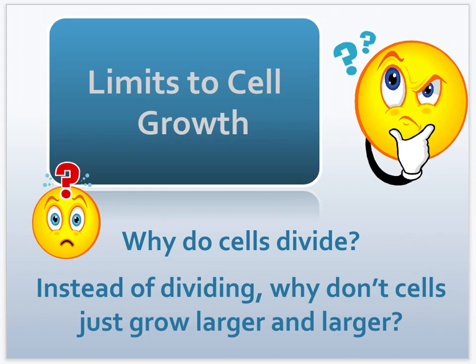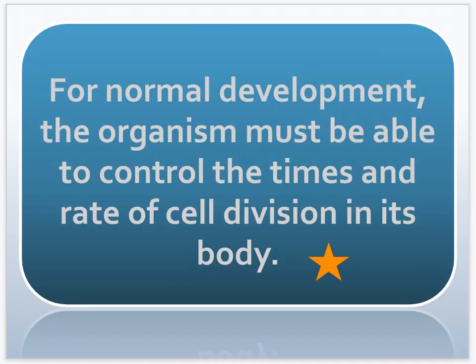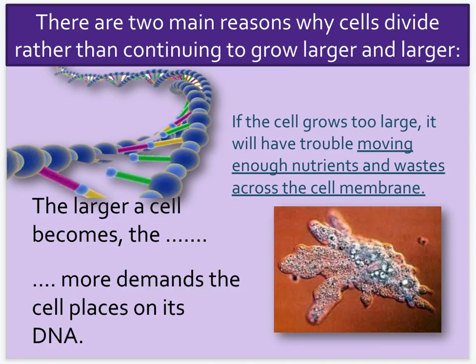So a good question is, why do cells divide at all? Why do they not just get bigger? And that's because for normal cell development, your body needs to be able to regulate when things are dividing and how much they're dividing. It really needs to have a control on that because when cells grow out of control, you get something like cancer.